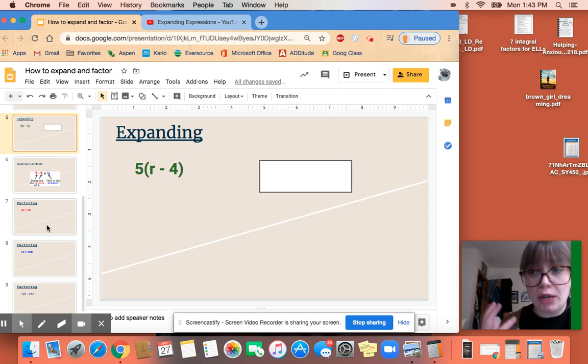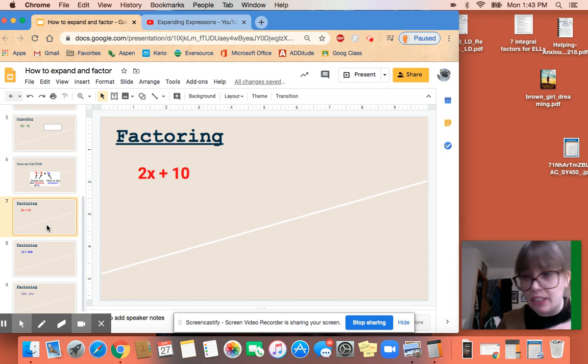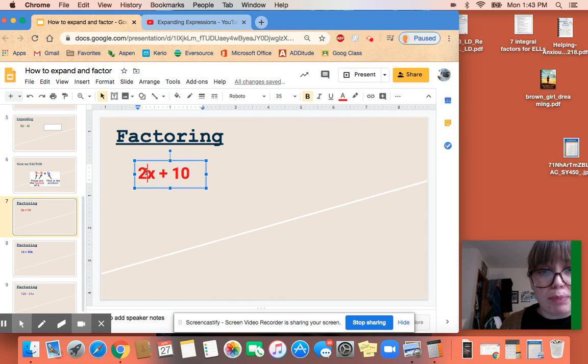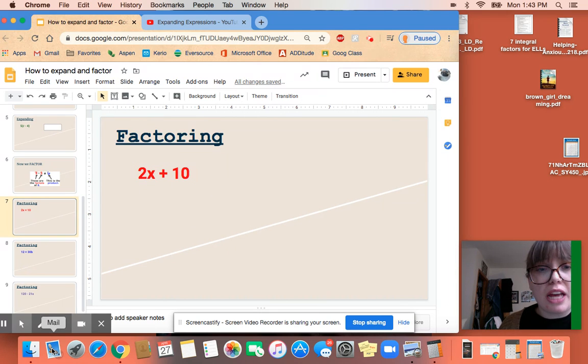So we're going backwards from expanding. Let's just look at some examples because I think that helps. Let's take a look at 2x plus 10. If we're asked to factor this expression, you'll notice, unlike last time, there are no parentheses. This time we're going to pull out something from each of these pieces, and that is going to create our factor. So this is how I do it.